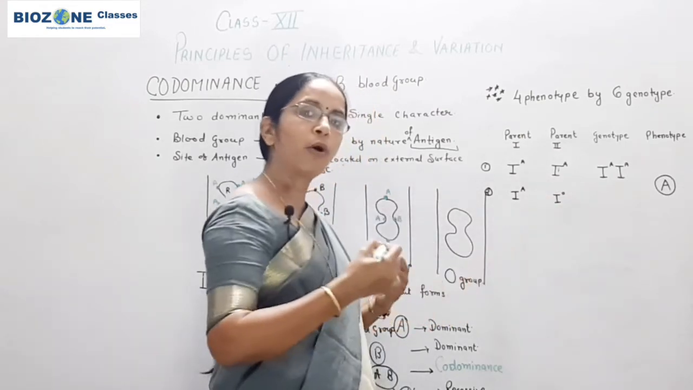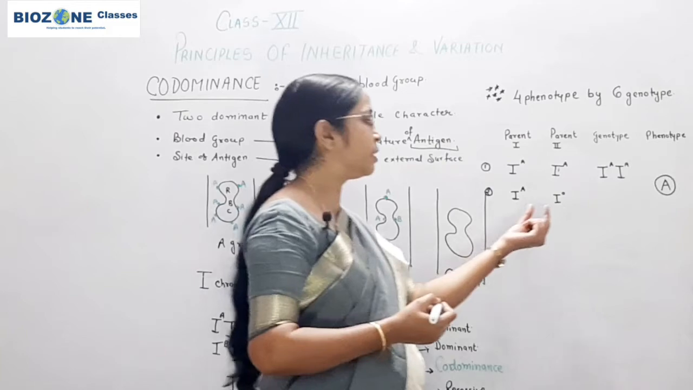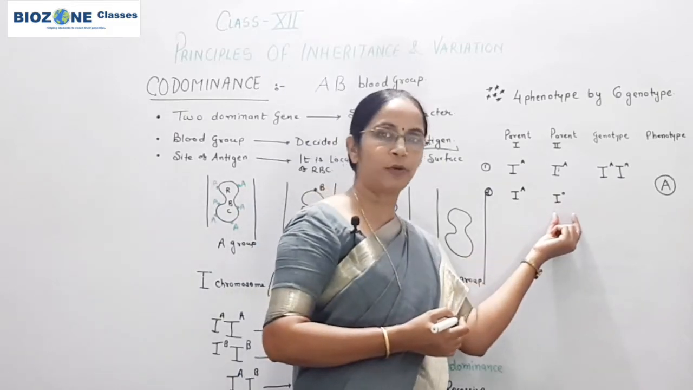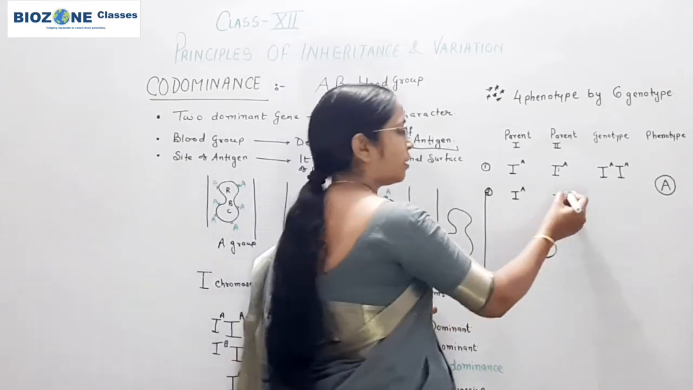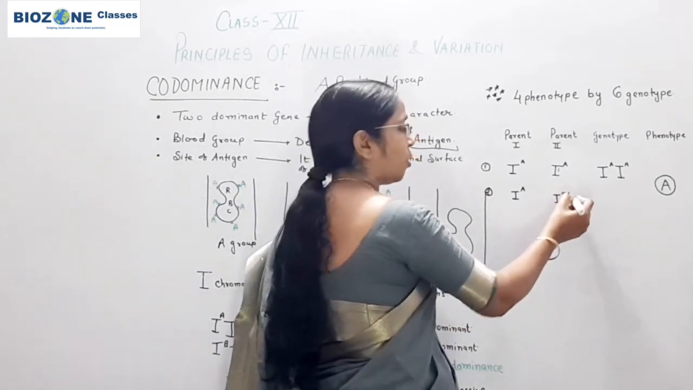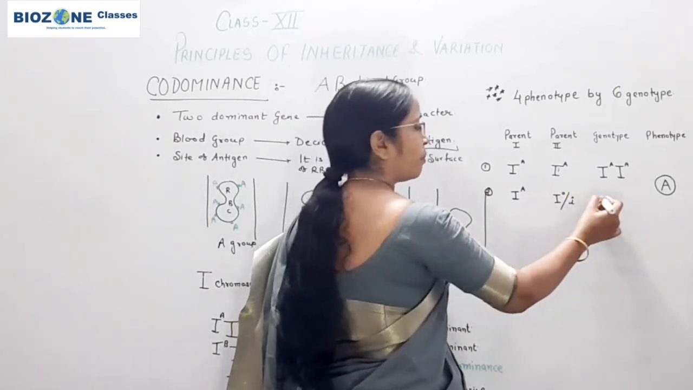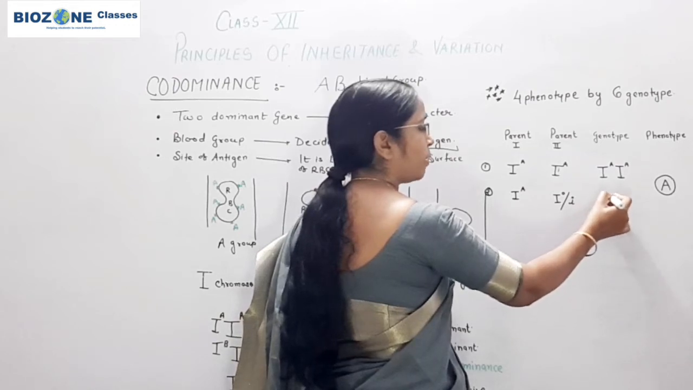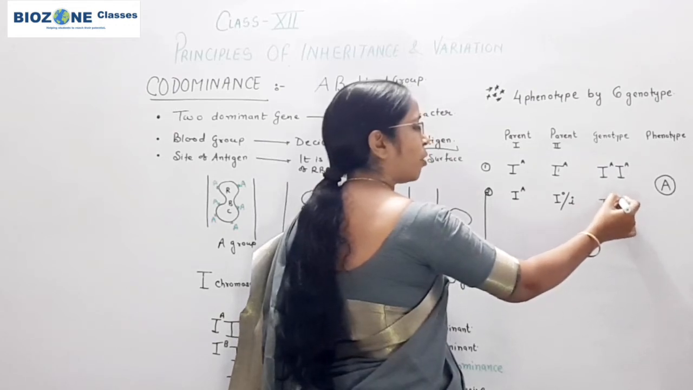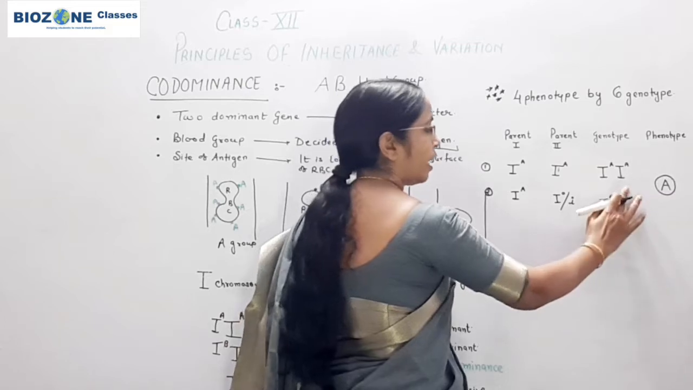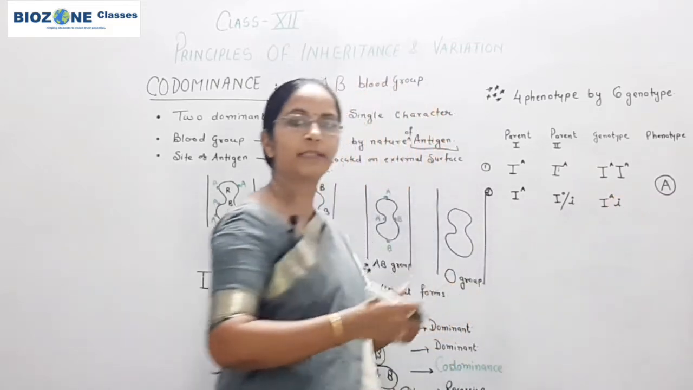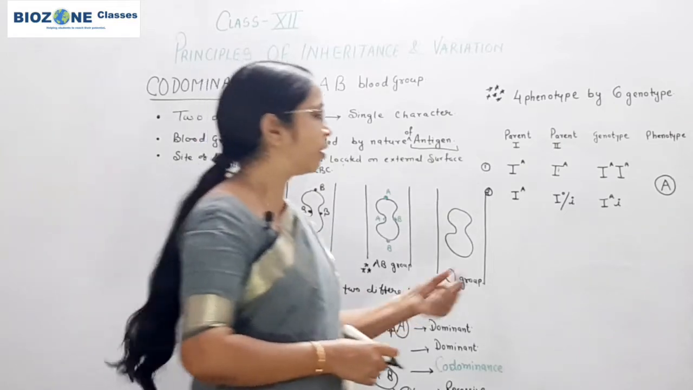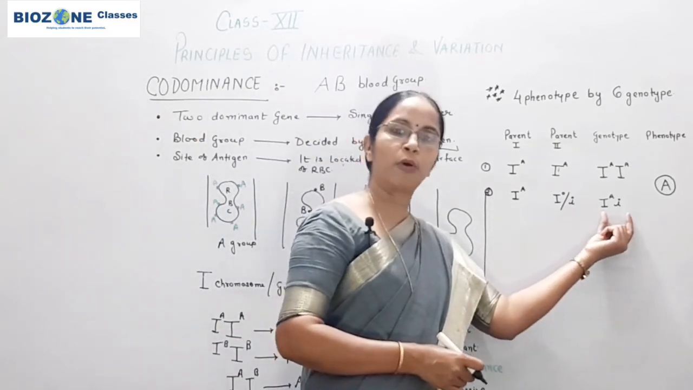Now we come to the second condition: the first parent contributes IA and the second parent contributes I0, or small i also you can say. For easy explanation I select I0, but you can express it as either I0 or small i. So what is the genotype? The genotype is IA and small i, or IA and I0. If you go through the NCERT, small i is there, so you can take small i.